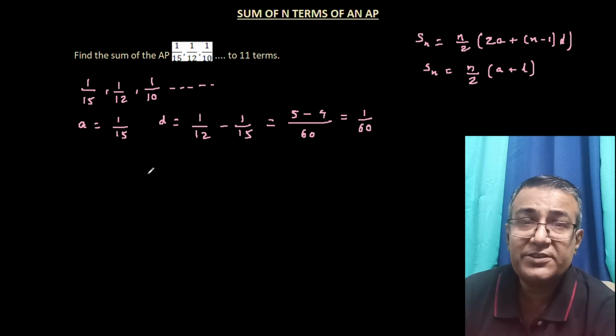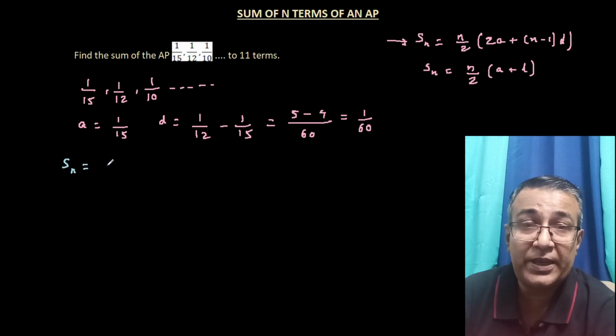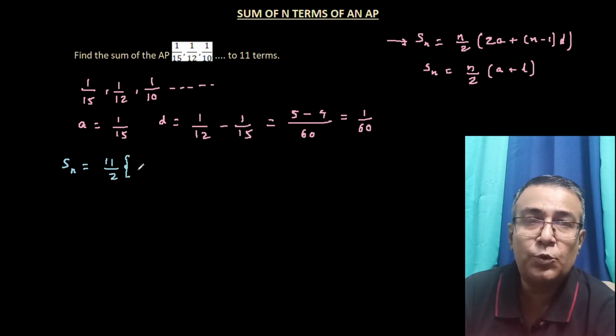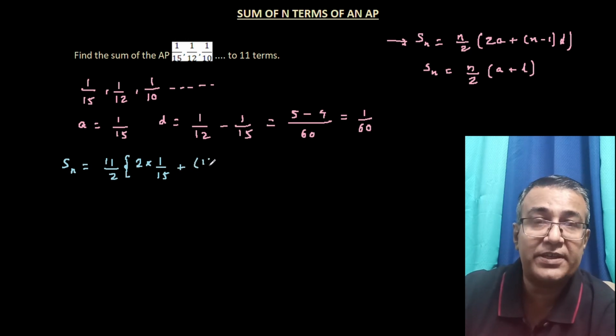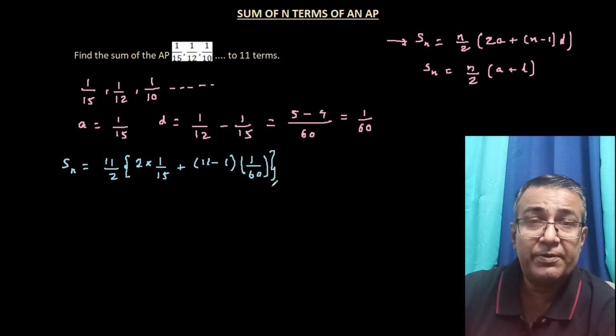In this particular question, since the last term is not given, obviously we are going to use the first formula. Let's pick up the first formula and plug in the values right here. Since we have to find the sum of 11 terms, we can write S of 11. That is going to be n, the number of terms, which is 11, divided by 2 times 2a, so 2 times 1 by 15, because that is the first term, plus n minus 1, and since n is 11, it becomes 11 minus 1 times the common difference, which happens to be 1 by 60. In the next line, we'll just simplify that. So 11 by 2 remains the same. Inside, 2 into 1 by 15 becomes 2 by 15.